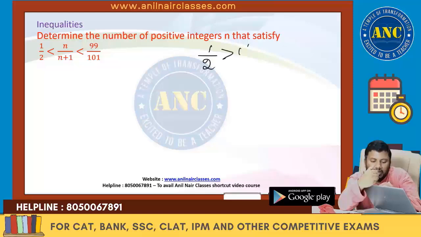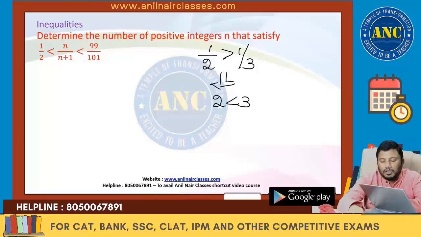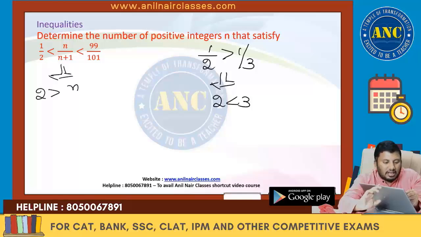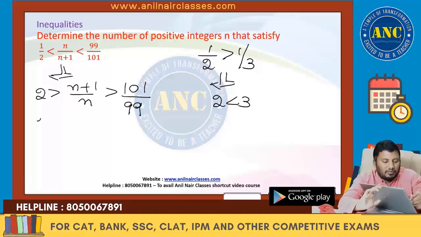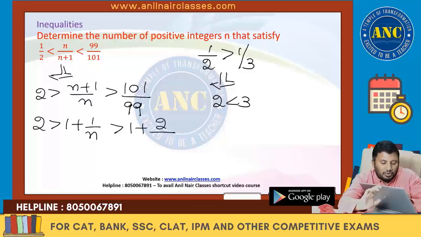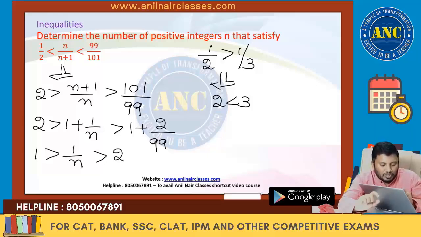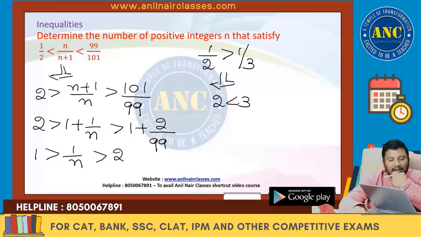1 by 2 is greater than 1 by 3. That means 2 is less than 3. Am I right? 2 is less than 3. So this equation will become 2 is greater than n plus 1 by n is greater than 101 by 99. 2 is greater than 1 plus 1 by n greater than 1 plus 2 by 99. So subtracting 1, 1 is greater than 1 by n greater than 2 by 99. I hope it is clear, right? Till here clear, right, sir?